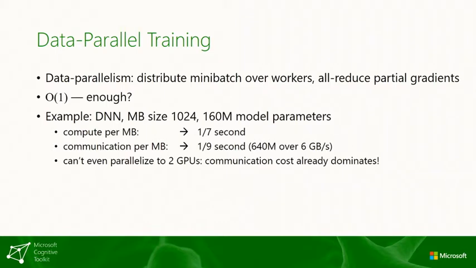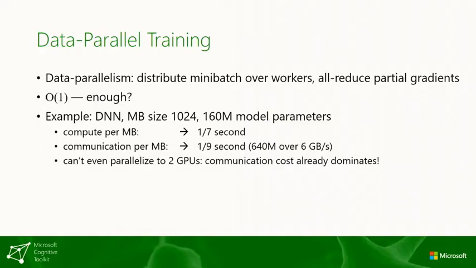Now, remember that CNTK started with speech models. At that time, most of the models were speech models, and speech mostly used densely connected layers. If you take a typical densely connected model with a mini batch size of, say, 1024, and 160 million model parameters, the time to compute these gradients is about 1/7 of a second, while the communication is about 1/9 of a second. So you cannot even parallelize this task onto two GPUs because the communication cost already dominates the whole thing.